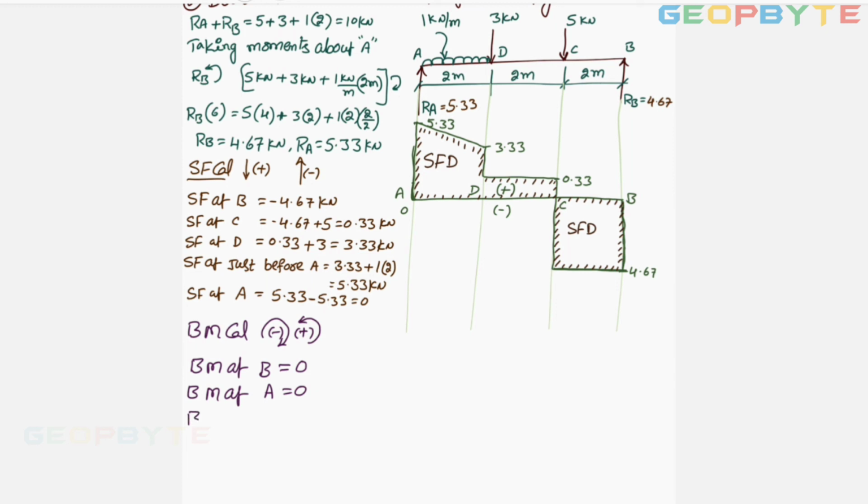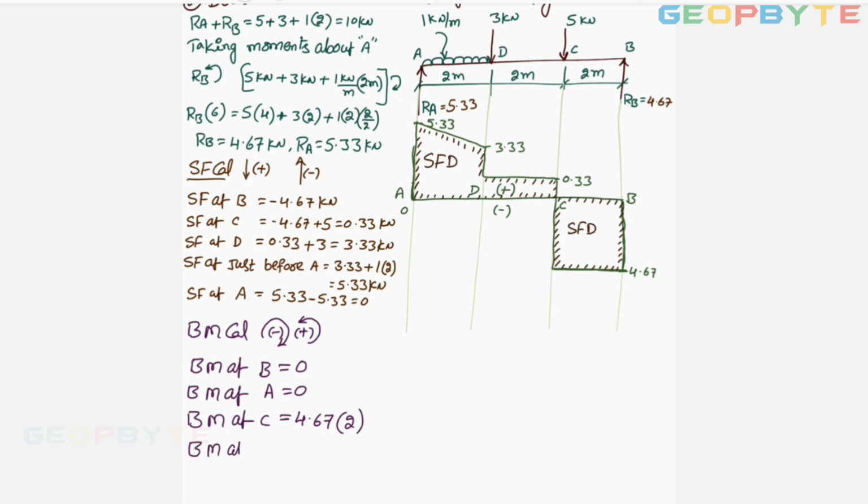Now BM at C, bending moment at C. You just count how many loads are there before C. Before C only the reaction is there. Because of the reaction, the beam is suffering an anti-clockwise moment. Anti-clockwise moments are taken as positive. So 4.67 multiplied by 2, anti-clockwise moment positive.